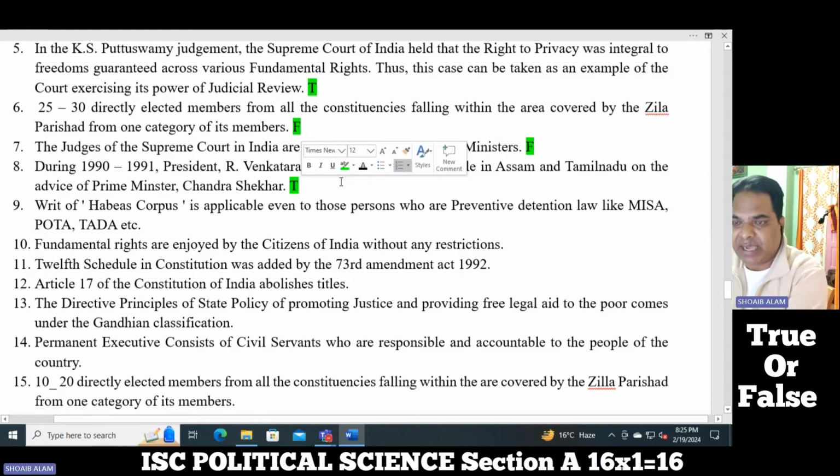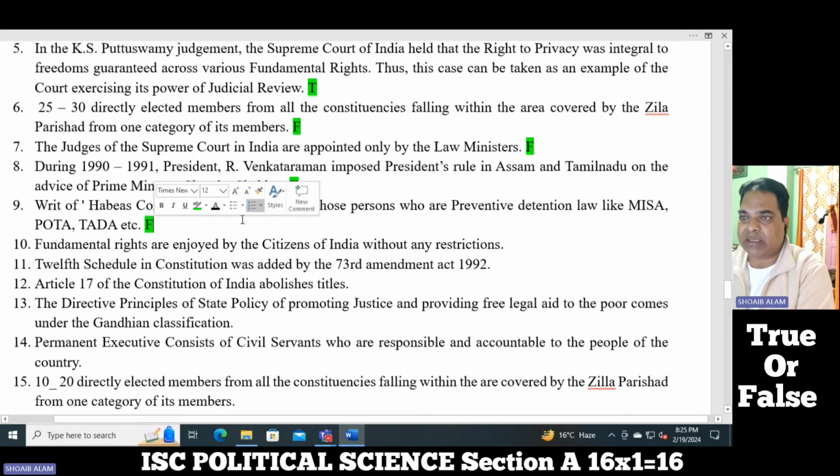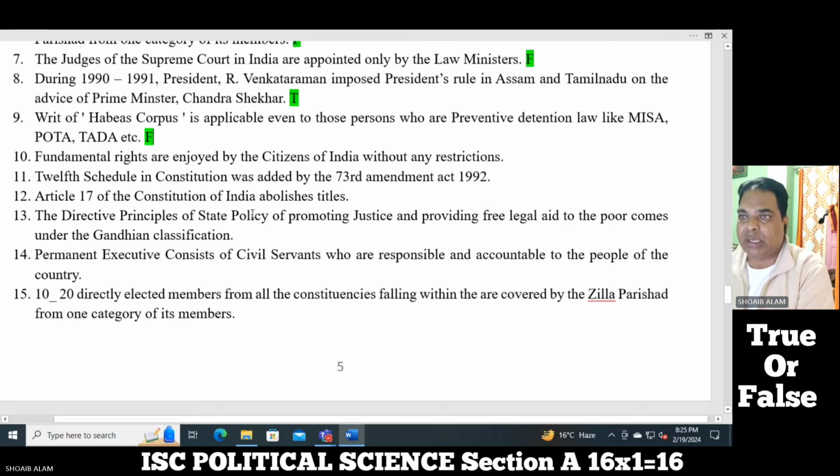Okay. Now number 9. Writ of habeas corpus is applicable even to those persons who are under preventive detention law like MISA, POTA, TADA, etc. So it is wrong. It is not applicable to them. Those who are under this act, they cannot get this.